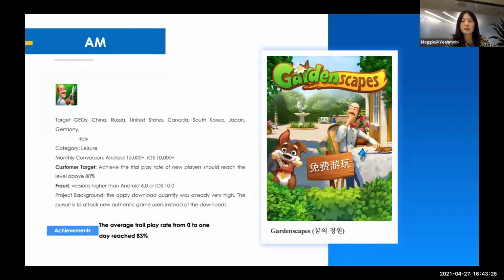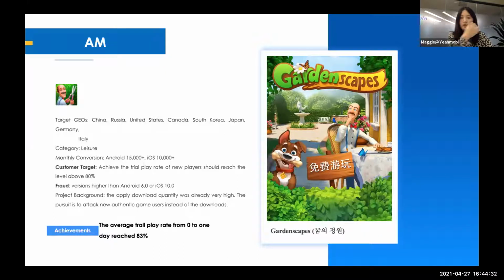And for our AM, we basically take charge of the deal. We take charge of the requirements and how to meet the requirements, meeting the target of our advertisers. Here's an example about Gardenscape. Gardenscape is a game developer in Russia, and it's a quite interesting app. They have their needs in China, Russia, US, Canada, South Korea, Japan, Germany, and Italy. They need to acquire Android users globally for 15,000 and iOS users for 10,000 in this area. So we help them to buy the traffic on all the apps and the developers and to meet their requirement.